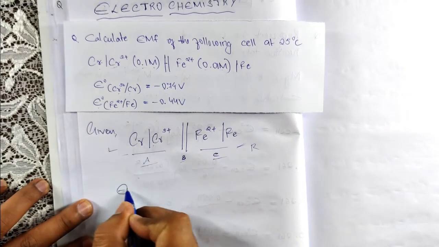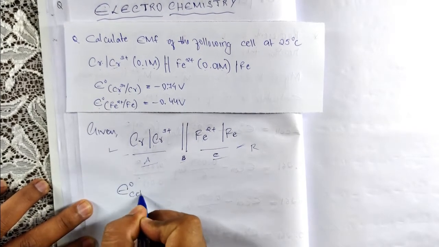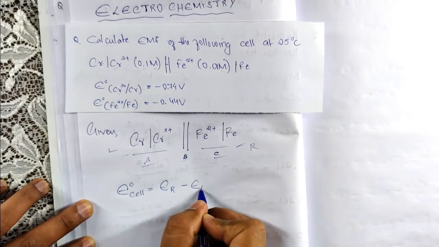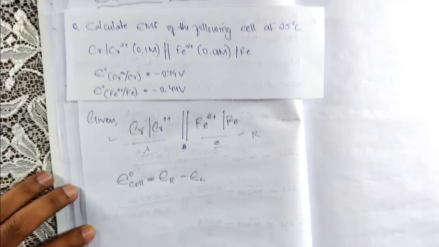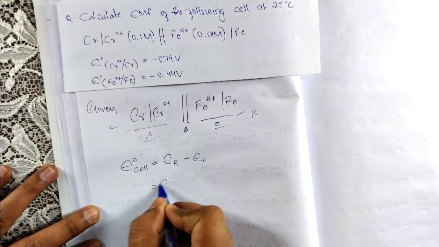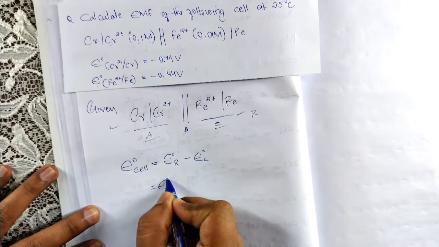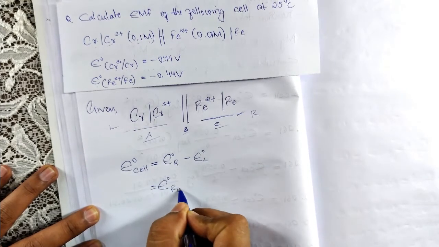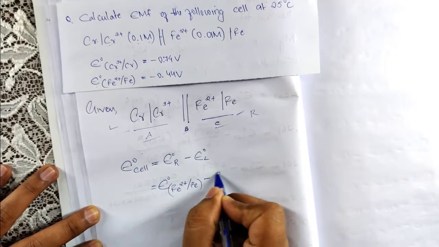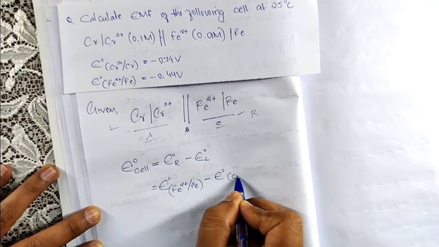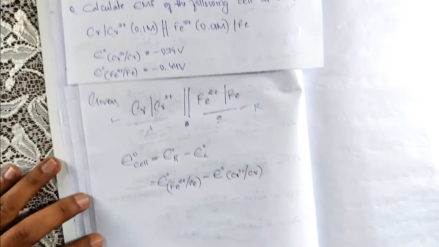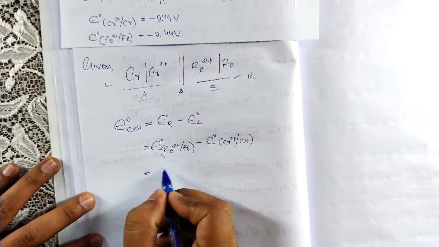So what is the formula? E naught cell is equal to E right minus E left. So using this formula also we can write, so what is on your right side? This one. So you can write E naught Fe2 plus by Fe minus E naught Cr3 plus by Cr. So now you can write down the values.